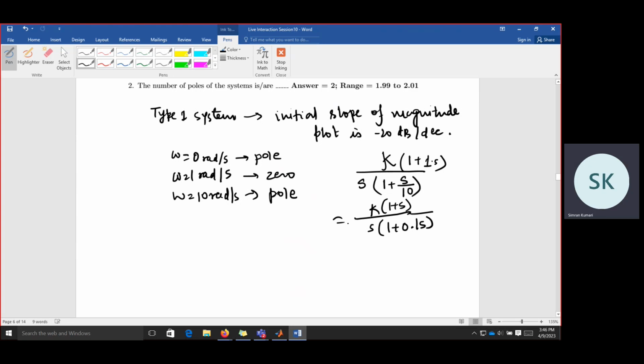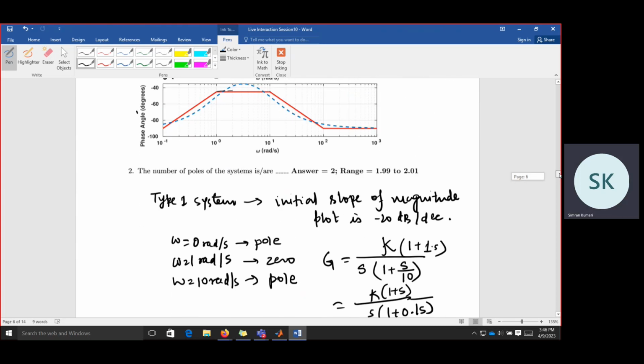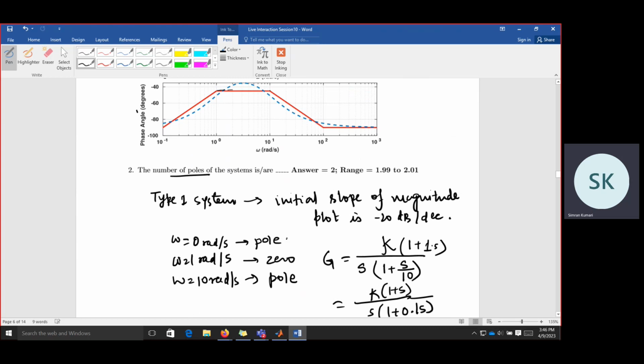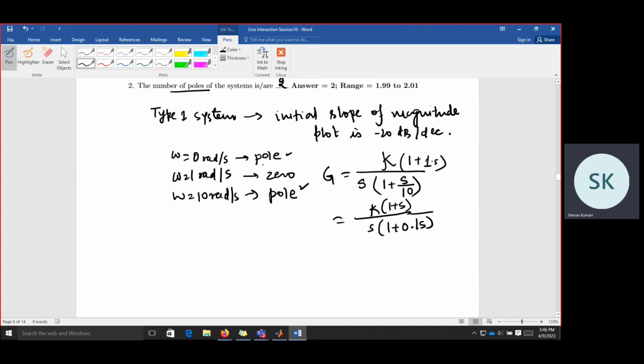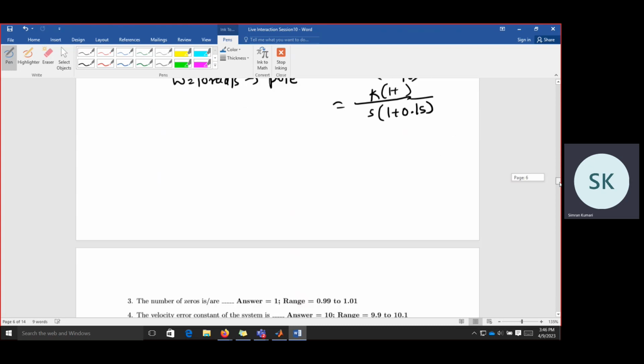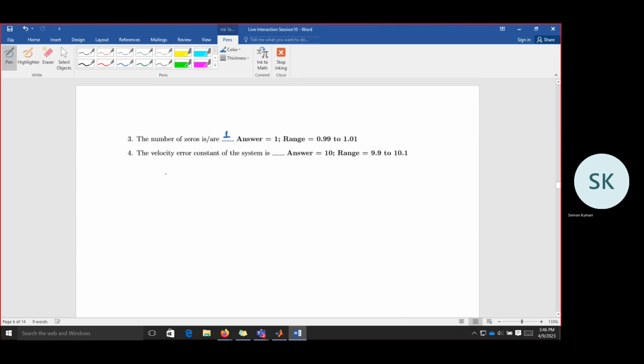This is the basic structure of the transfer function for which the Bode plot is given. So how many poles are there? We have 1 at 0, 1 at 10. So this is 2. Now let us proceed to the next question. Number of zeros, this also we found out. There is 1 zero at omega equal to 1 radian per second. So this is 1.